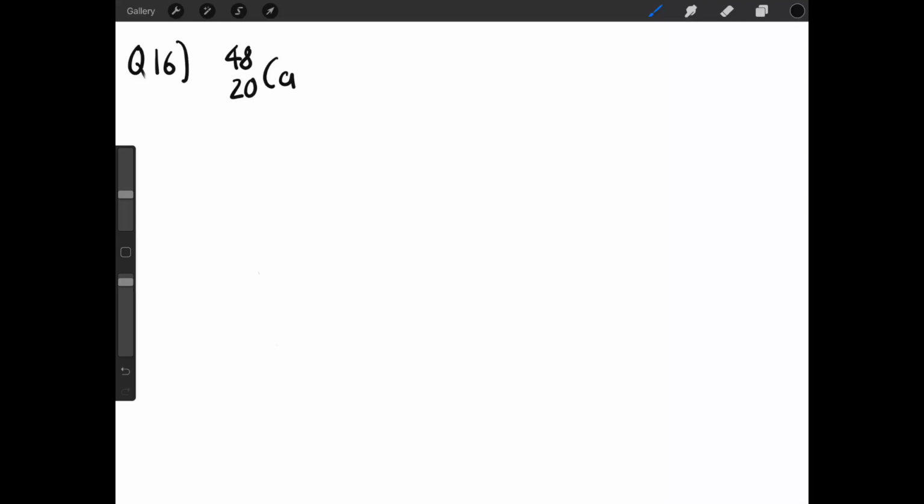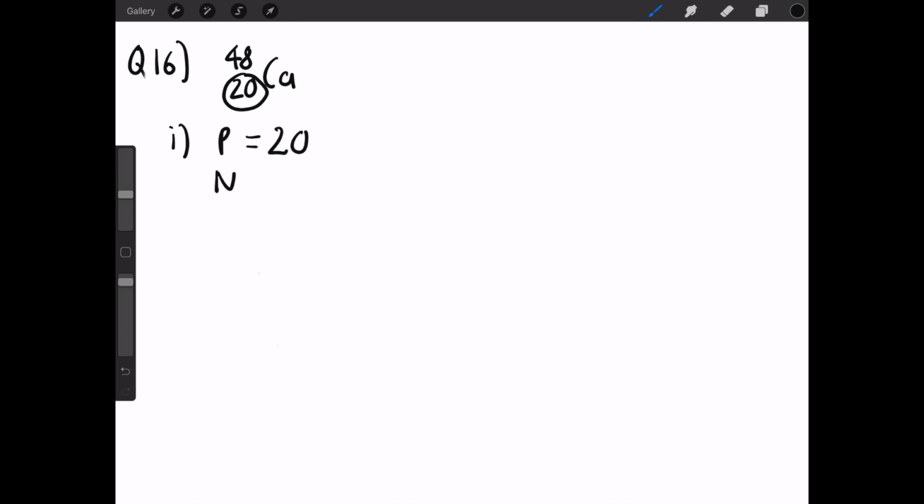Question 16. We have an atom of calcium, calcium-48, which is ionised by removing 2 electrons. We want to, first of all, state the number of protons, neutrons and electrons in the ion formed. So the number of protons, well, it makes no difference removing the electrons. The proton number is going to be the same, so that's our bottom number down here, which is simply 20.